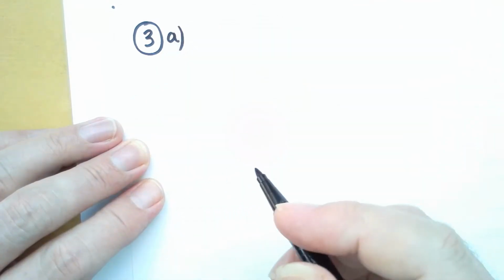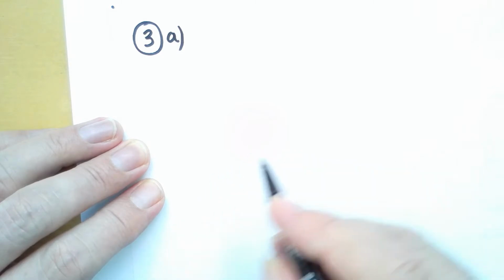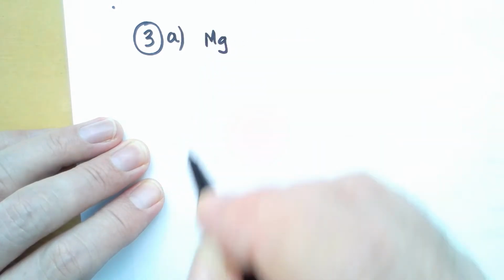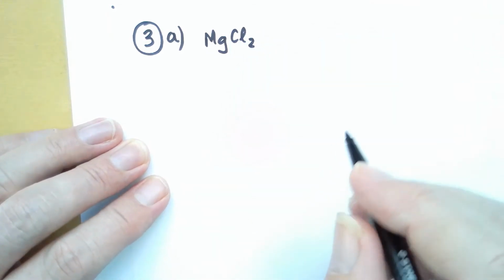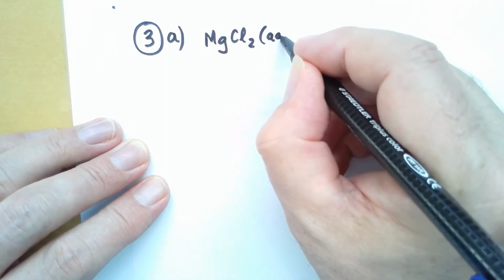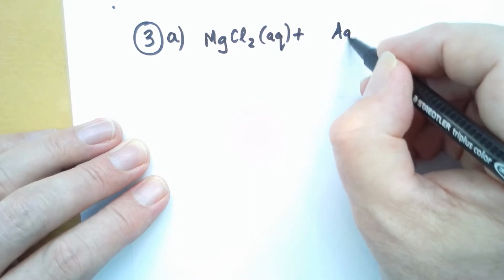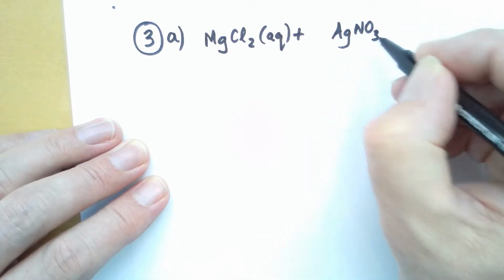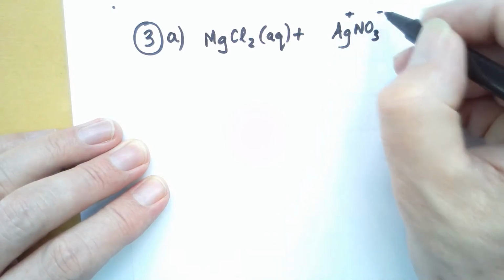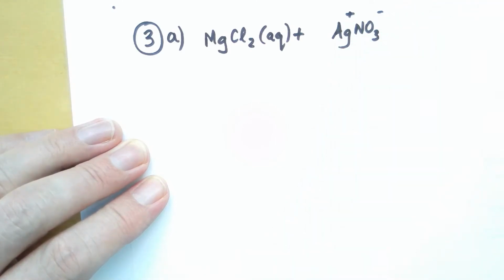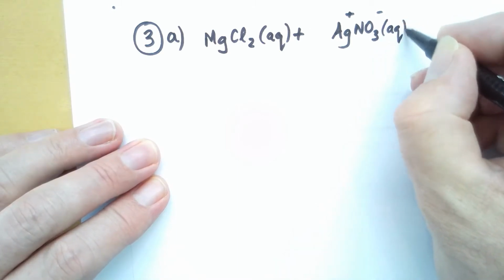3A, we've got magnesium chloride solution plus silver nitrate solution. So magnesium is in group 2, so it's going to need 2 chloride ions to go with it in aqueous solution. It's going to react with silver nitrate. Silver forms an Ag+ ion. NO3 is a 1- ion. Again, that's in aqueous solution.